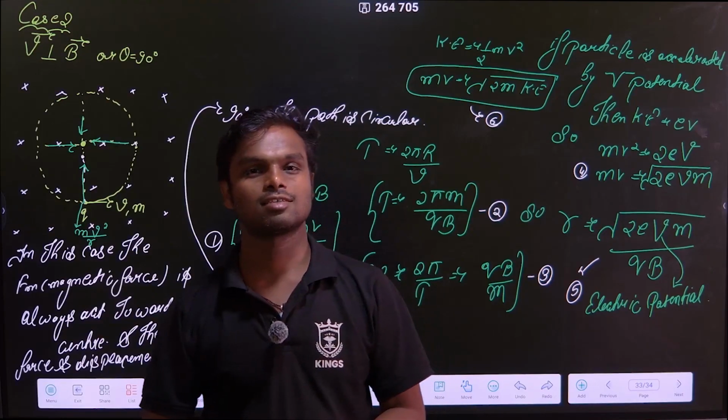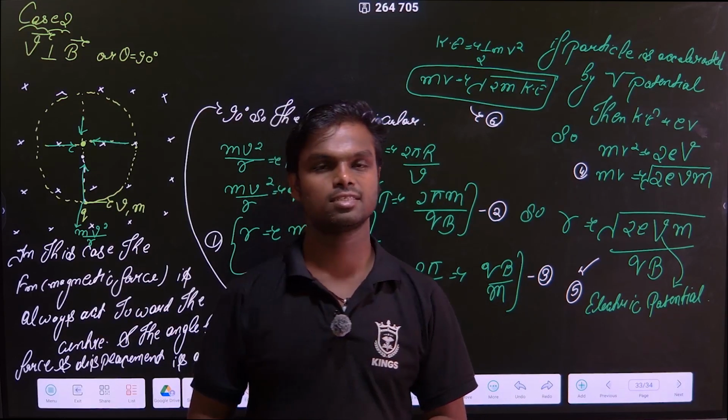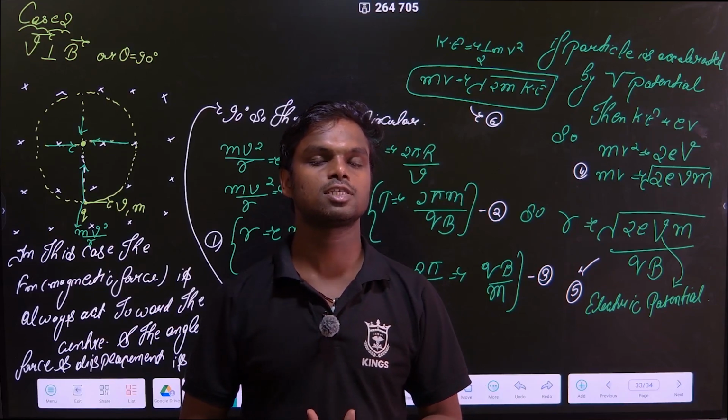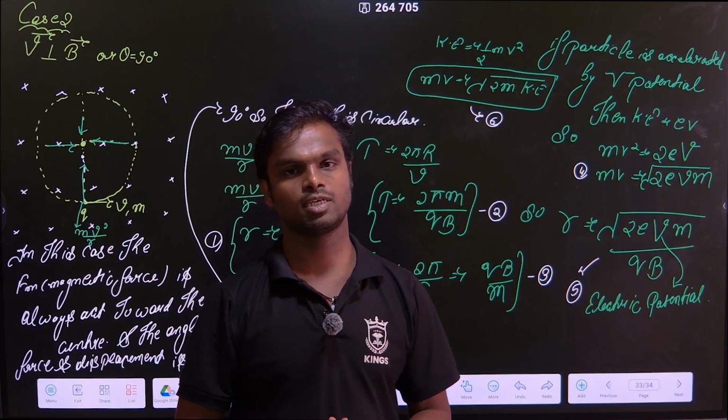Hello everyone, in the last session we started the calculation of magnetic force and we have seen two cases. The first case we have seen is where the velocity is parallel or anti-parallel to the magnetic field, and we found that the path is going to be a straight line.